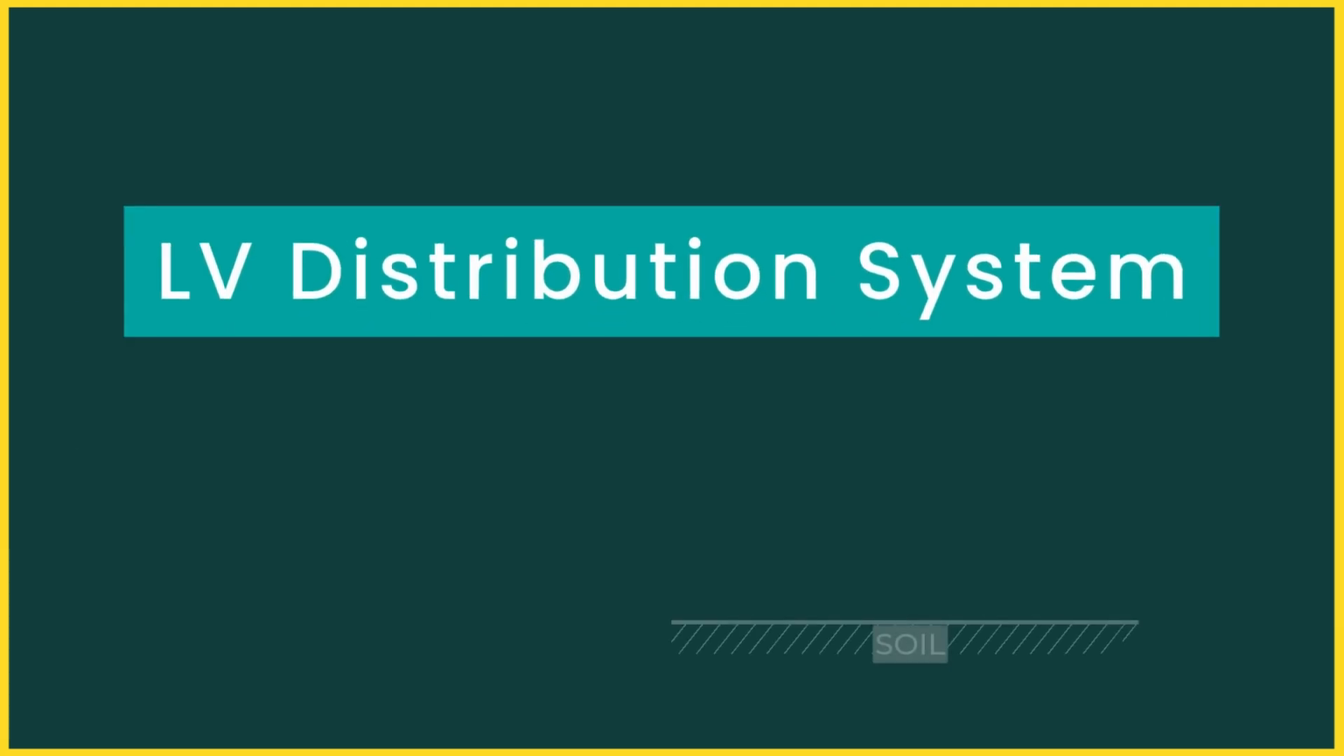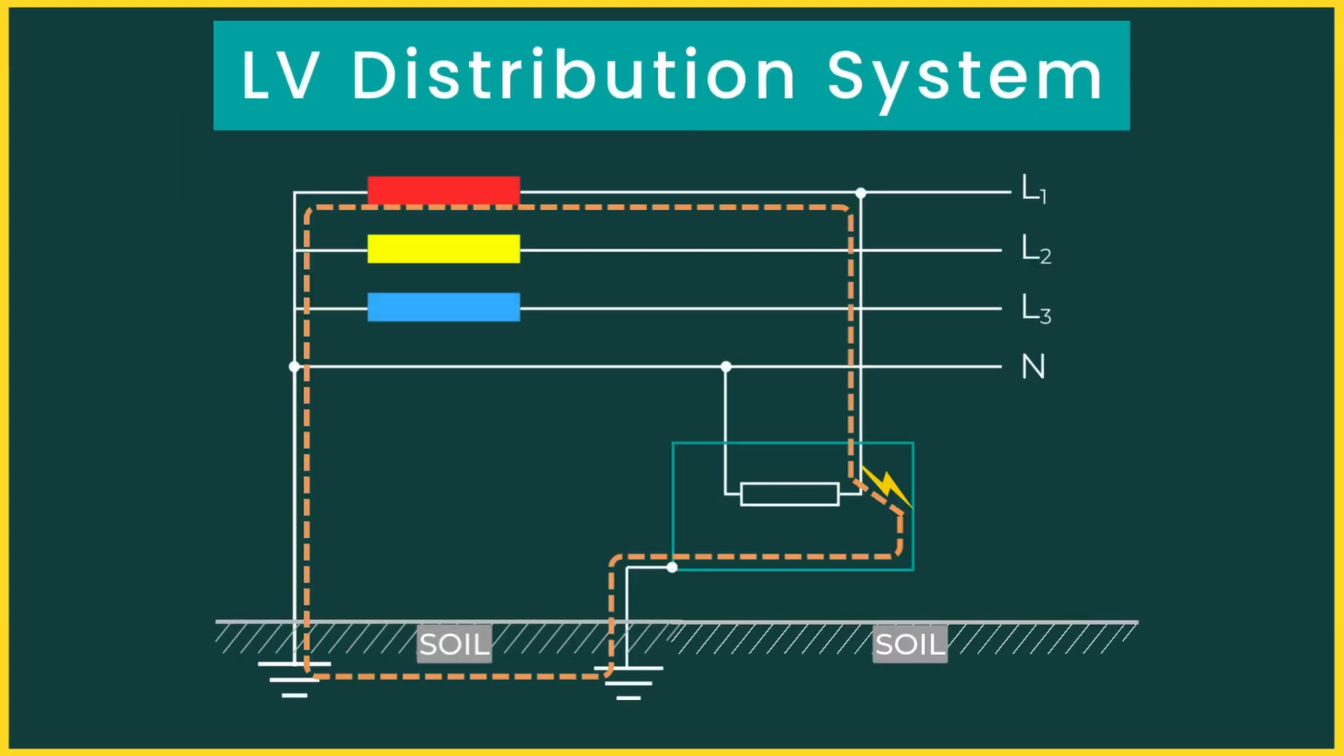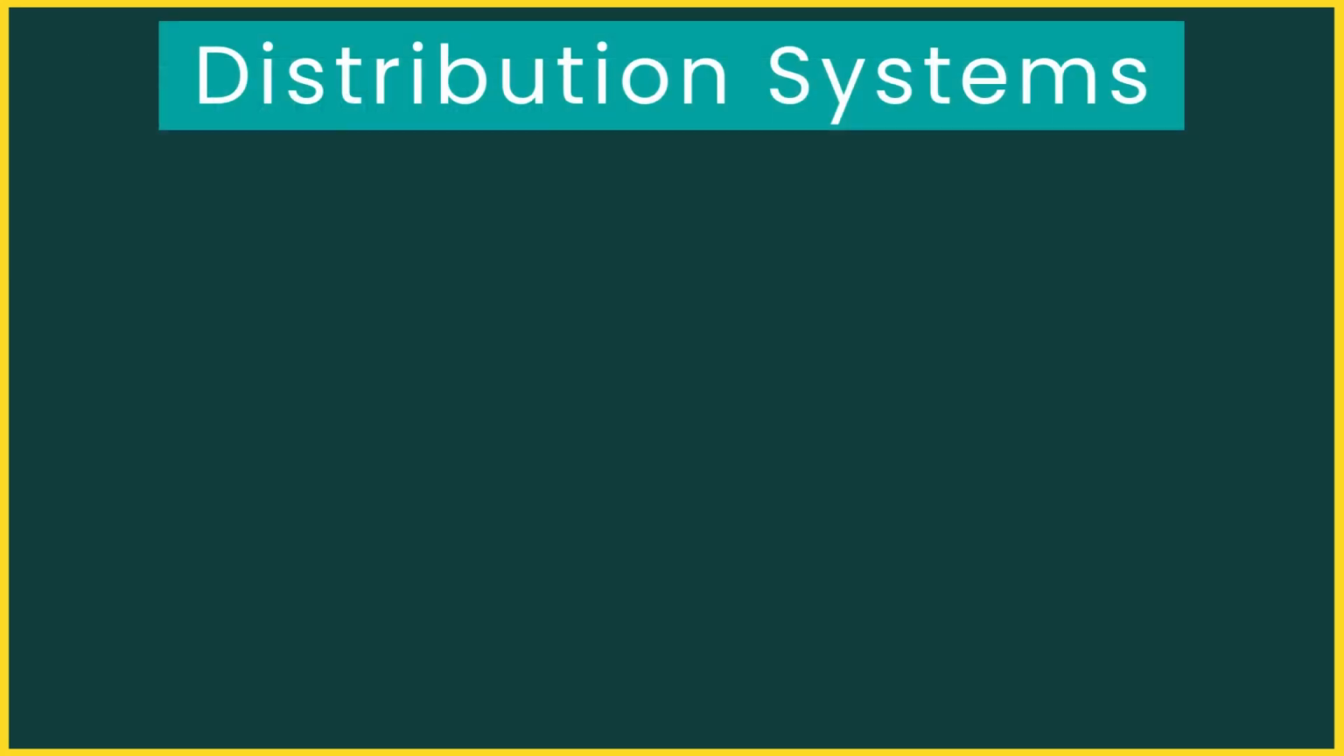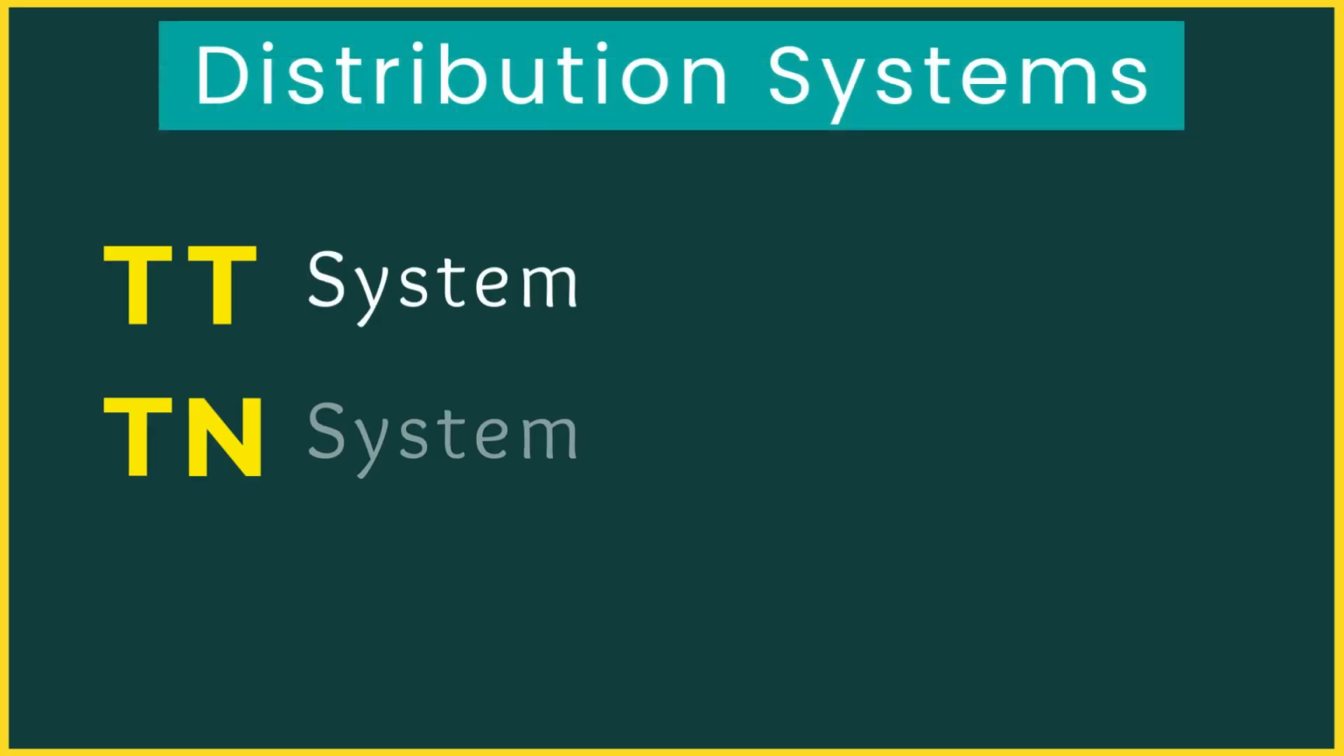In a low-voltage distribution system, an earth fault is not just a technical issue. It is a safety problem that can energize exposed metal parts and lead to electric shock. To correctly design protection against electric shock and equipment damage, you must first understand how the system is earthed. IEC 60364 defines three basic low-voltage distribution systems: TT, TN, and IT systems. In this video, we will understand what each one means and how they differ.